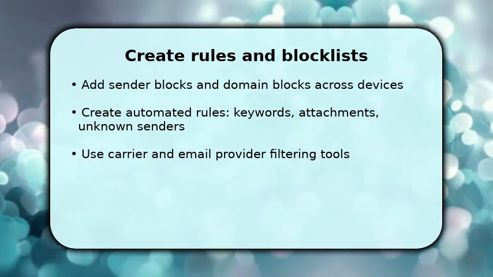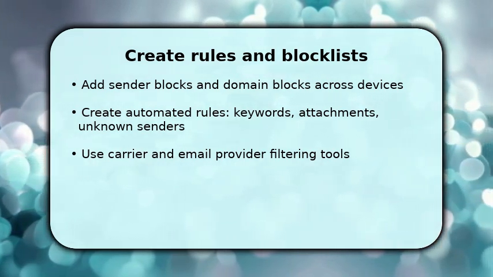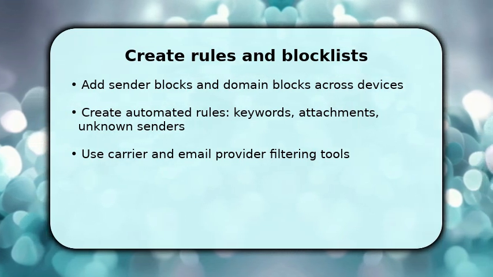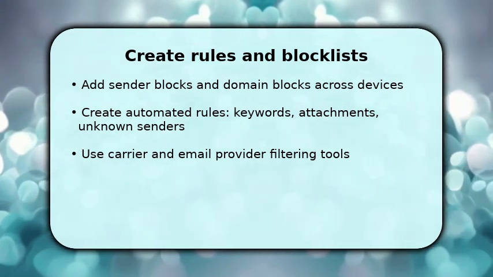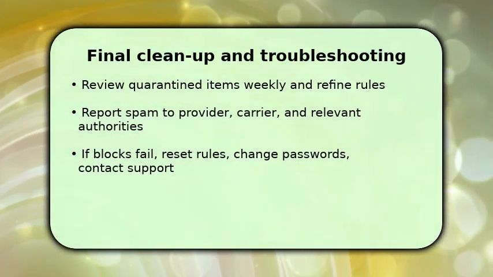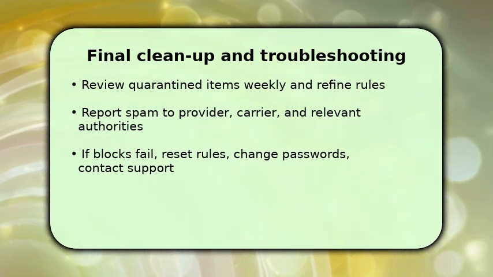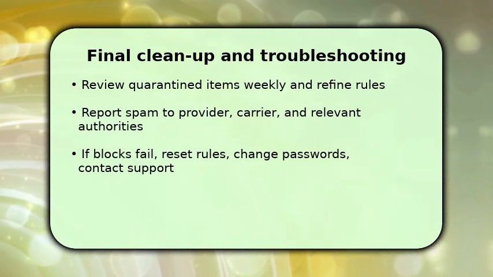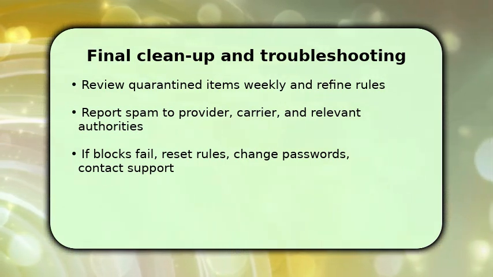Make sure rules sync across devices so new messages are stopped everywhere. This reduces the manual triage you had to perform earlier. Finish by cleaning up and monitoring. Review quarantine messages weekly to refine filters and prevent false positives. Report persistent offenders to your email provider, carrier, and if necessary, regulatory authorities so they can act upstream.